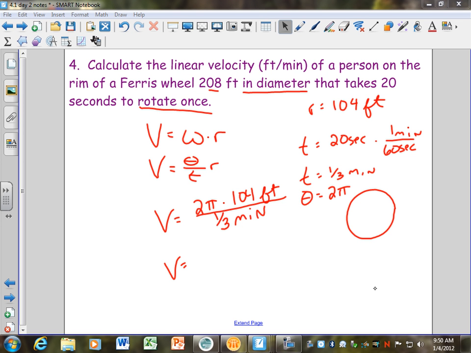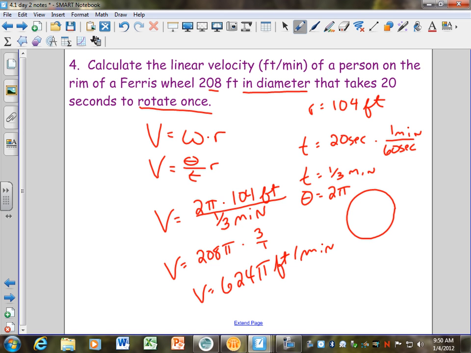2 times 104 gets us back to 208 pi, right? And dividing by 1/3 would be the same as multiplying by 3/1. Do you agree with that? 624 pi feet per minute. Again, I feel that's too much distance to be traveling. Feet per minute, that's a lot. Okay? Ferris wheel. Maybe I'll give you a problem like that.